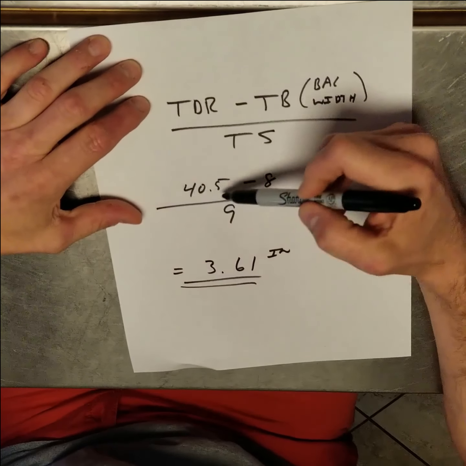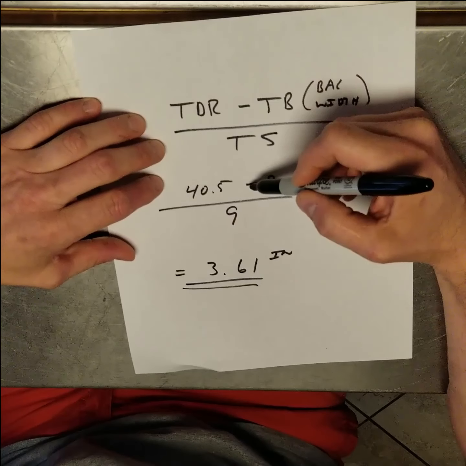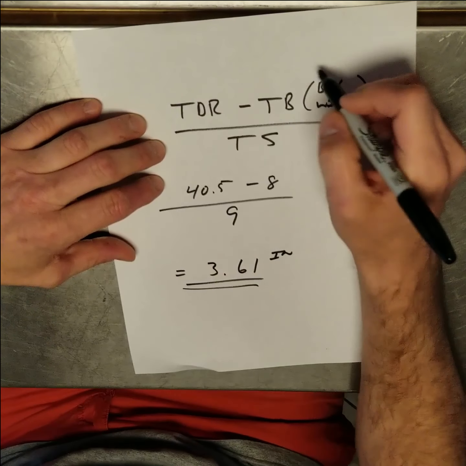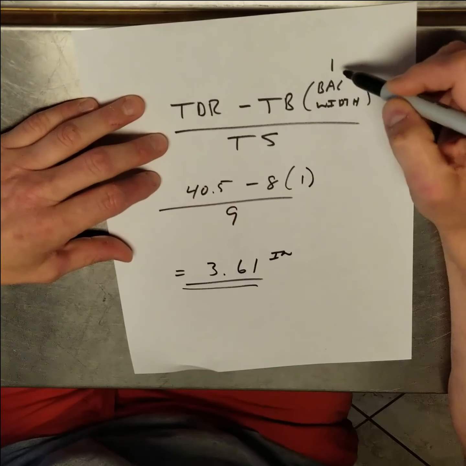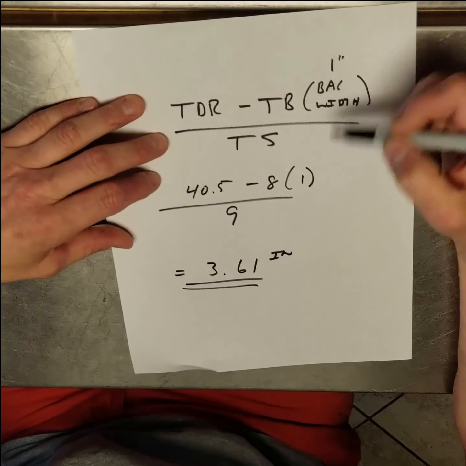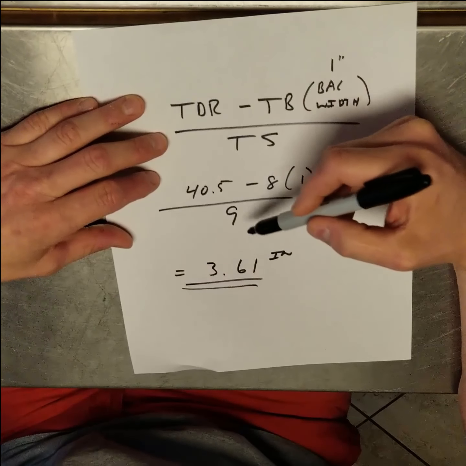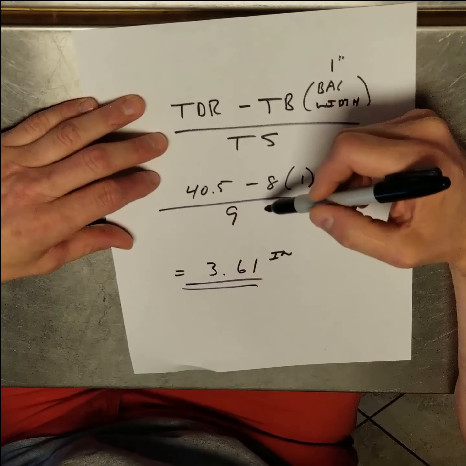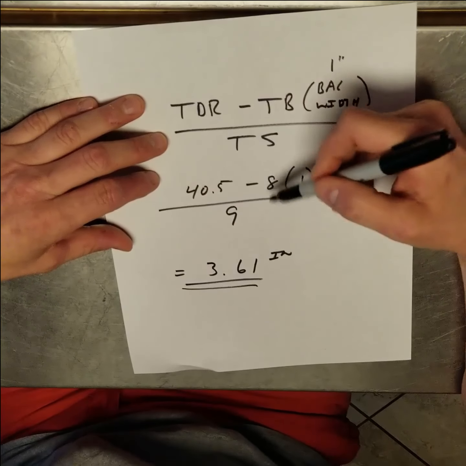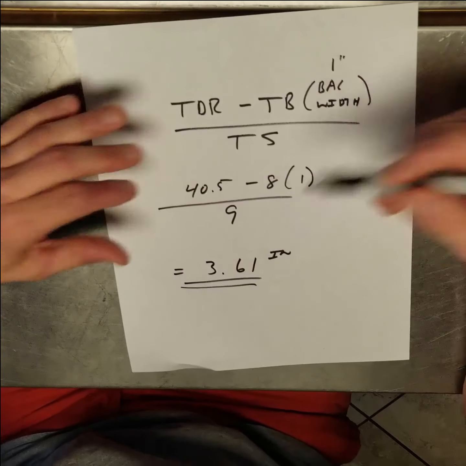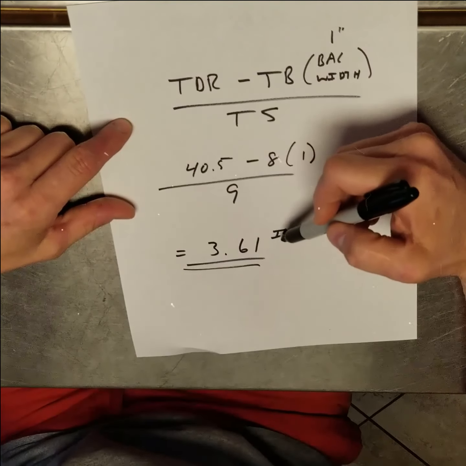So 40.5, which was our measurement, minus 8, because that was 1 times 8, because that was 1 inch. And then over your total spaces, you've got 9 spaces. Remember, you always have 1 extra space more than you do your balusters because you got a space on each side. And so that works out to be 3.61 inches.